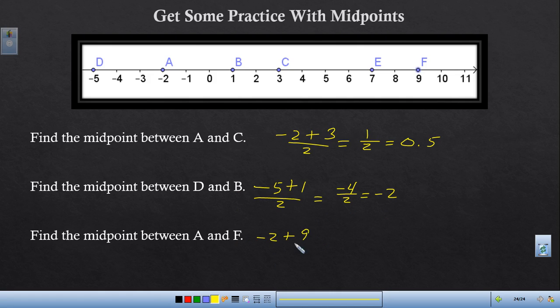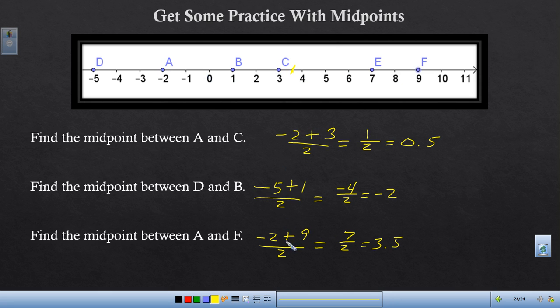F is 9. So we're dividing, and this is going to be 7 divided by 2, or 3.5. Same thing, if we come up here and check 3.5, we've got 1, 2, 3, 4, 5.5 units. So it checks out. A couple things we want to think about.